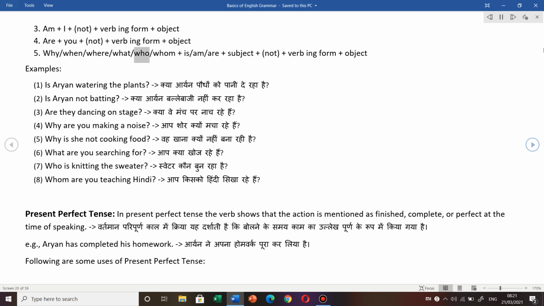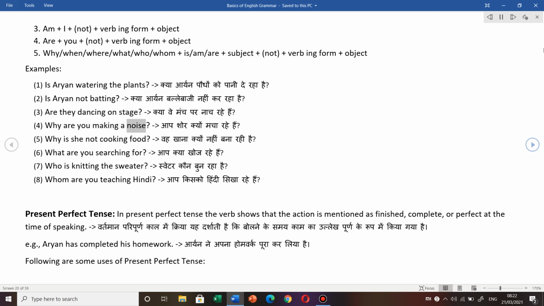Why, when, where, what, who, whom plus is, am, are plus subject plus not plus verb ing form plus object. Examples. Is Ayan watering the plants? Is Ayan not batting? Are they dancing on stage?